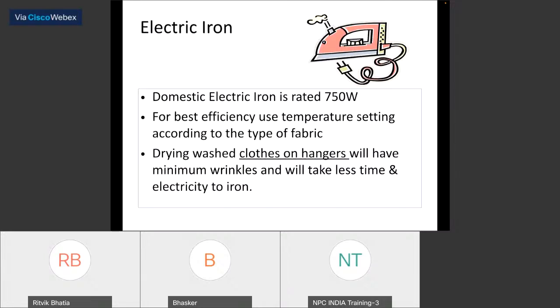Even the domestic electric iron, which is rated at about 750 watts, or suppose it has a totally automatic valve in the electrical iron. The best efficiency comes from temperature setting according to the type of fabrics and drying washed clothes on hangers. This is the methodology. If we are able to use it, we have minimum wrinkles on the clothes and it will take less electricity for the iron, and in that way we can save a lot. You might never have thought that if we put our clothes on hangers after washing, that can give you a lot of saving in the electric iron.